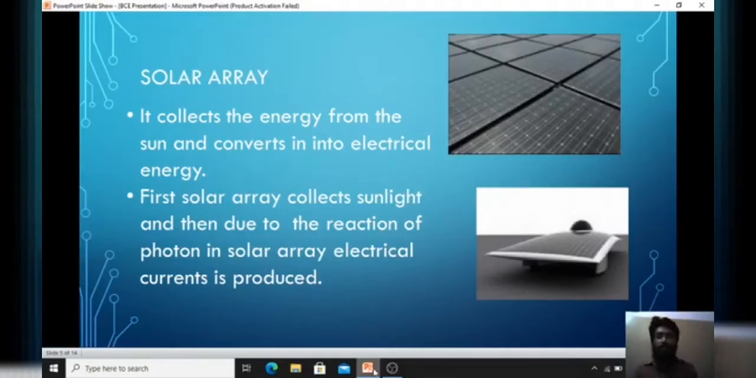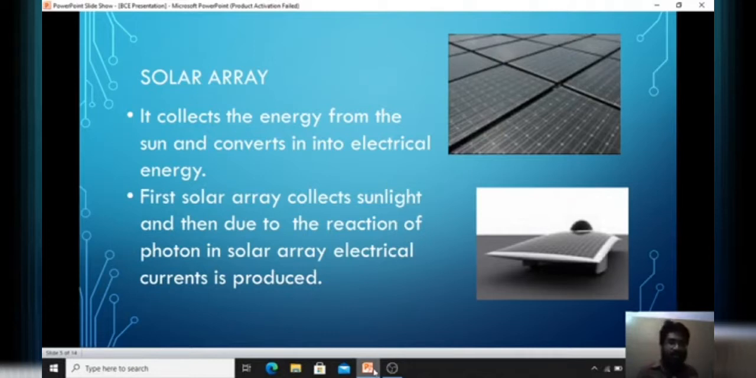Now, my name is Mohammed Haris Anwar, and I am going to discuss some very basic components of a solar powered car, or the car which is run by solar energy. The first very basic component is the solar array, or in general, you know it by the name solar panels. What it does is collect the energy from the sun and convert it into electrical energy. The solar array collects sunlight, and then due to the reaction of photons in the solar panel, electrical current is produced.